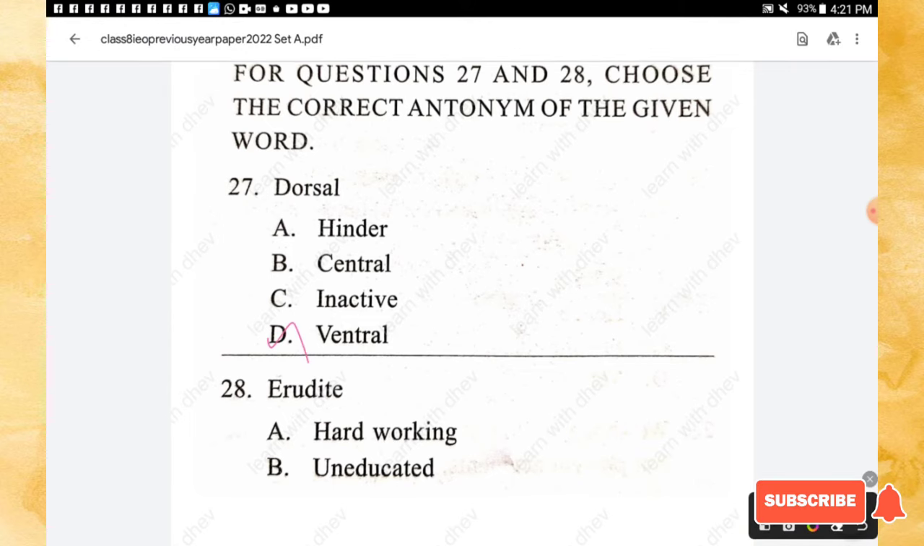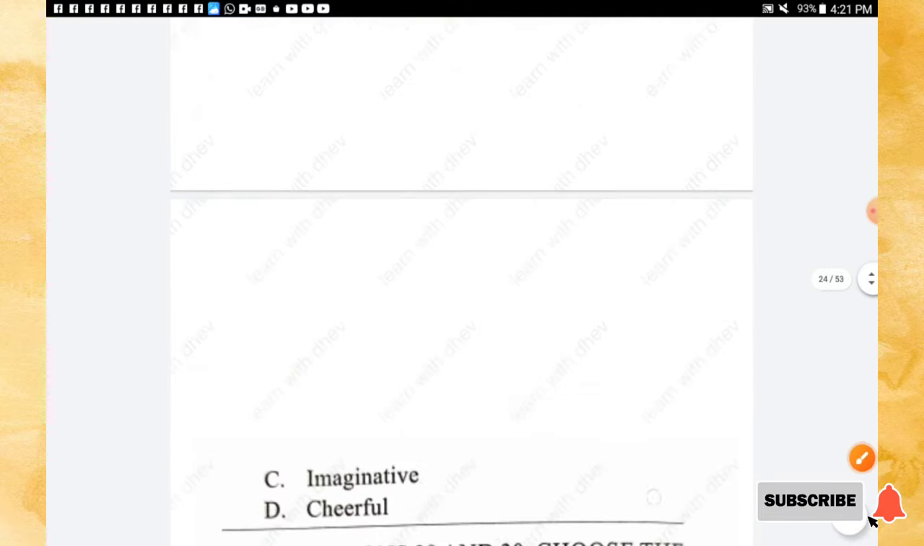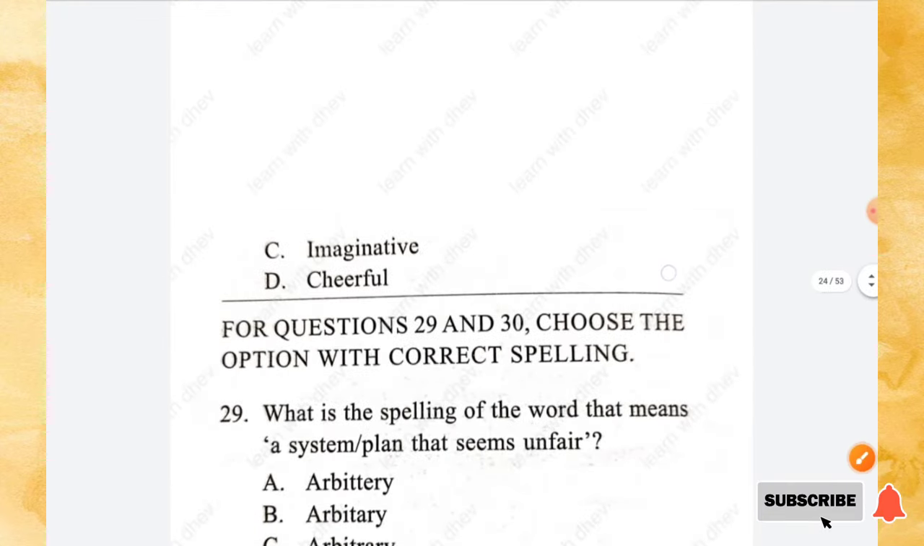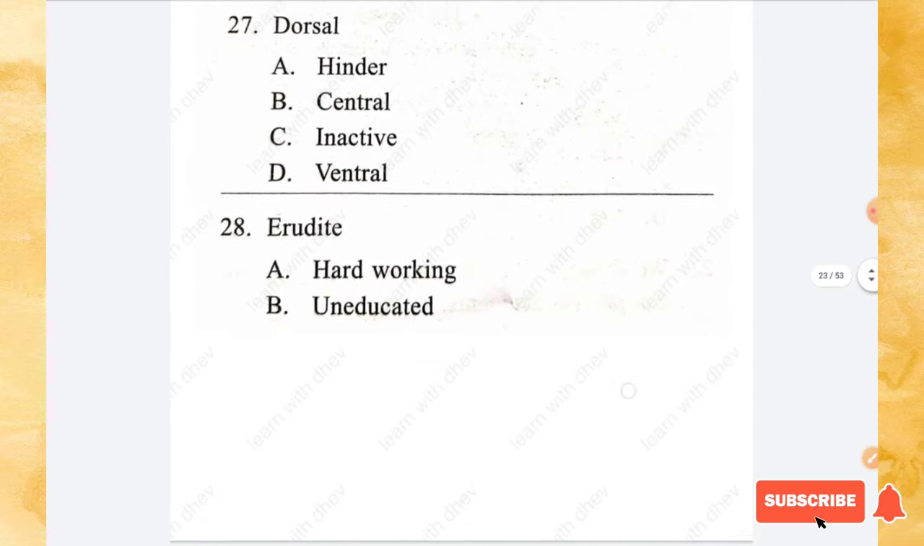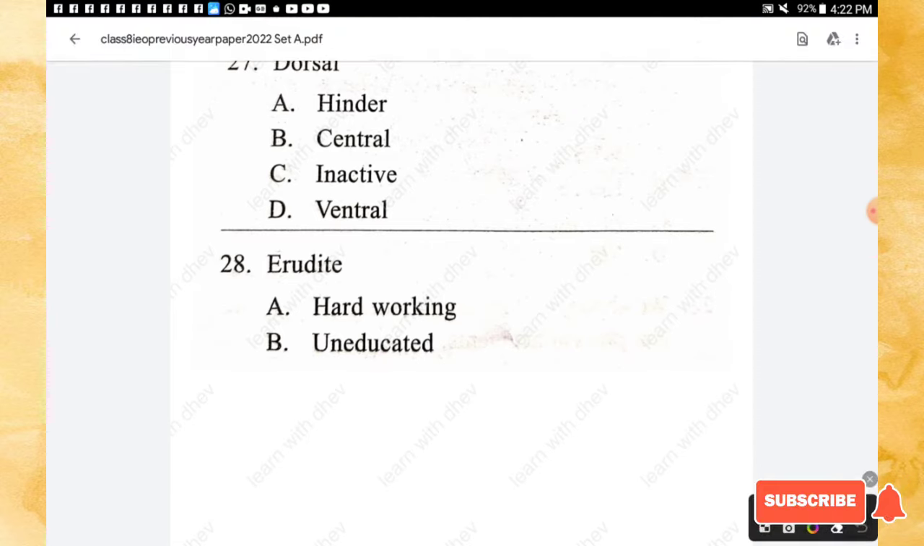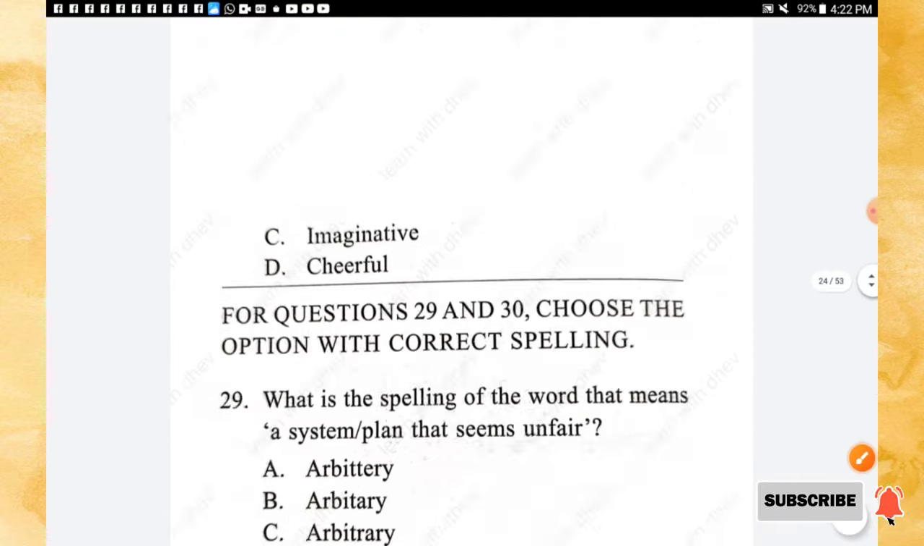Question number 28, erudite. Options are: hardworking, uneducated, imaginative, cheerful. The right answer is option B, uneducated. So the opposite of the word erudite is uneducated.